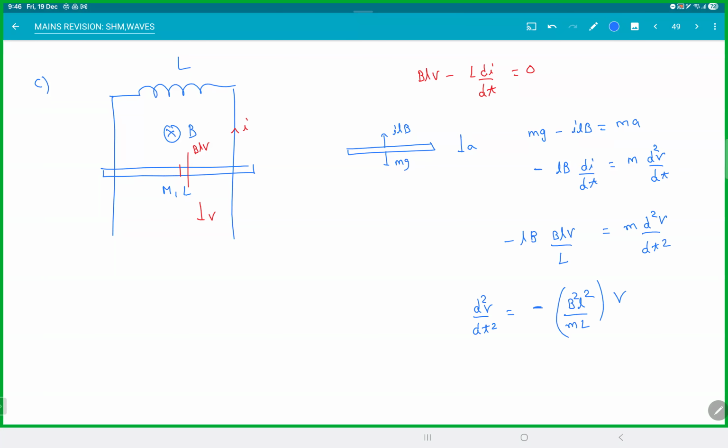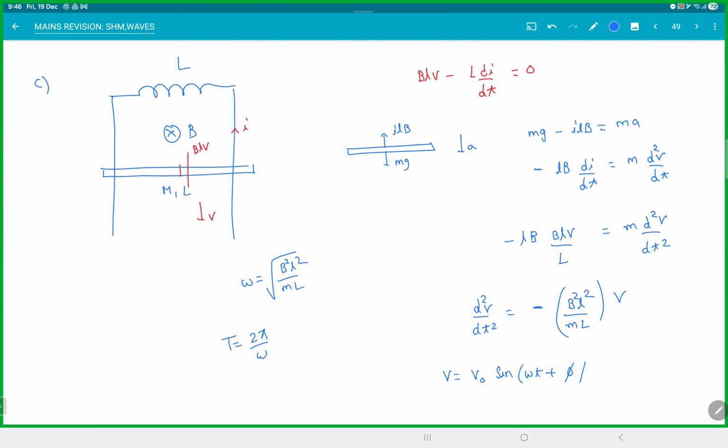This looks like an SHM equation where v is equal to v naught sine omega t plus phi, and omega is this guy. Omega is root over B square L square by mL. Luckily, I asked you only for the time period, so time period is 2 pi by omega. Job's done. But let's find the amplitude also. So time period is done.